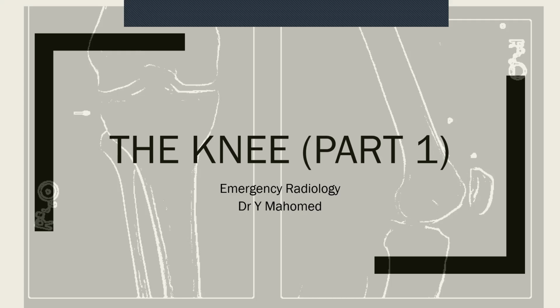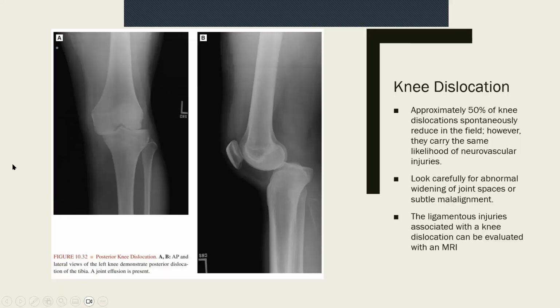So we're going to start discussing the knee, which is probably one of the most important joints in the body. Not that any are not important, but it's also one of those where we see a lot of repeated injuries. And it's one of those where, if not treated properly, can lead to long-term disability and pain for patients as well. So one of the common things that we see in the emergency department is knee dislocation.